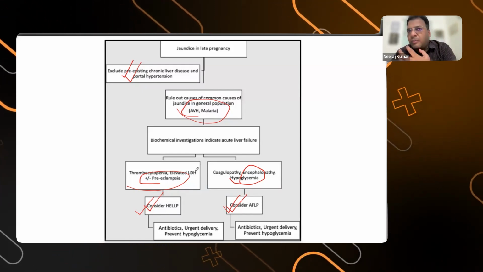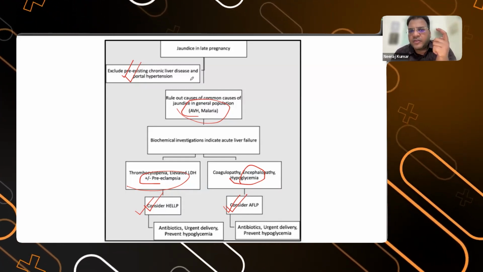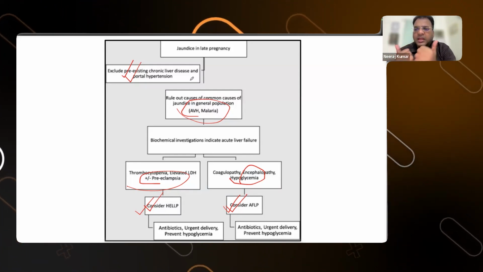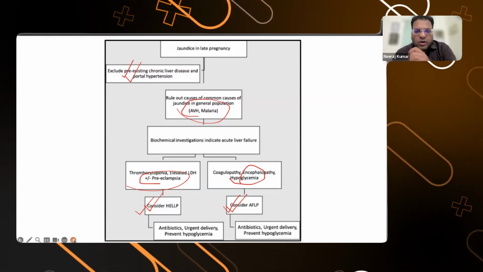So this is how you approach a patient who is presenting in late pregnancy, because you have to think of 4 differential diagnoses: CLD, portal hypertension, acute viral hepatitis, malaria, and then you will think of 2 diagnoses, HELLP as well as AFLP. Okay, now come to the next point.